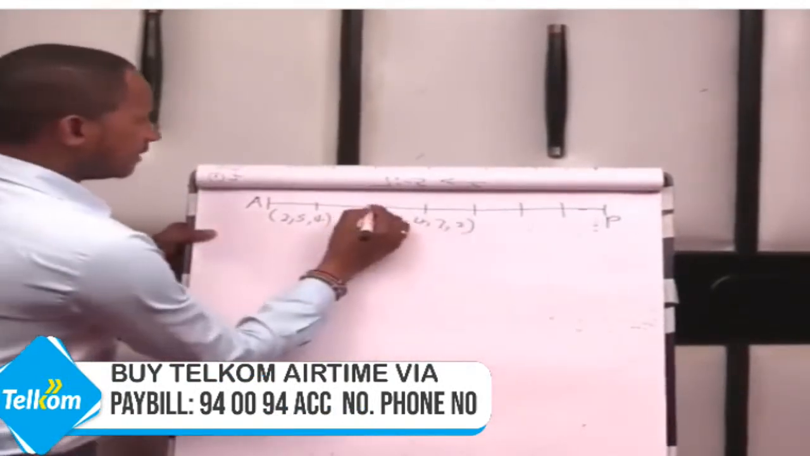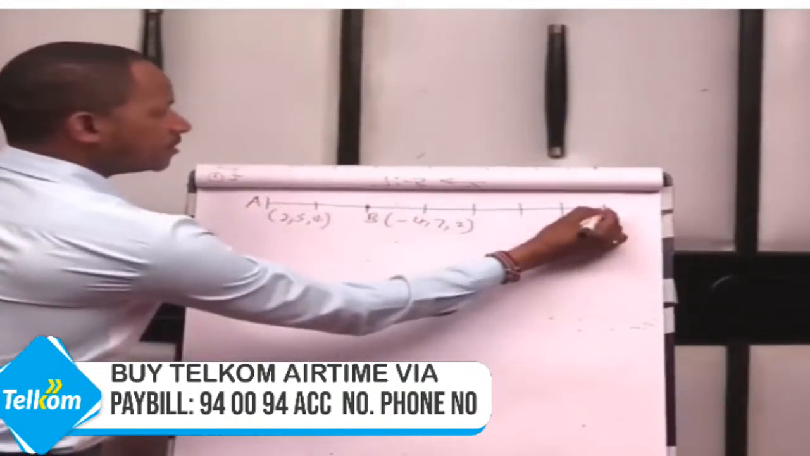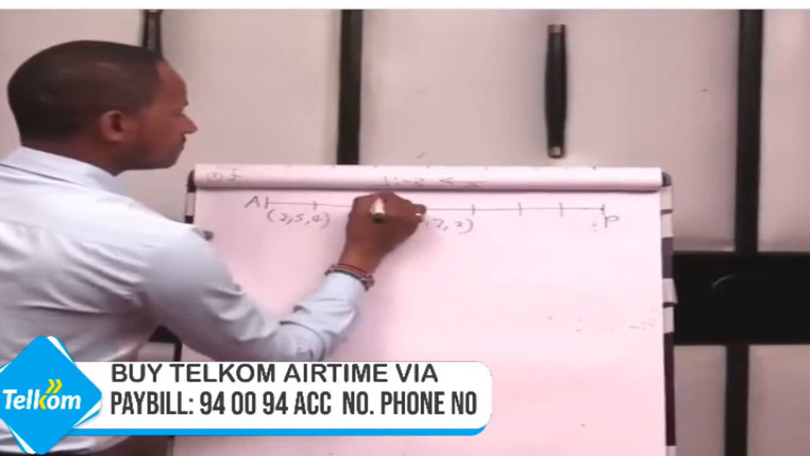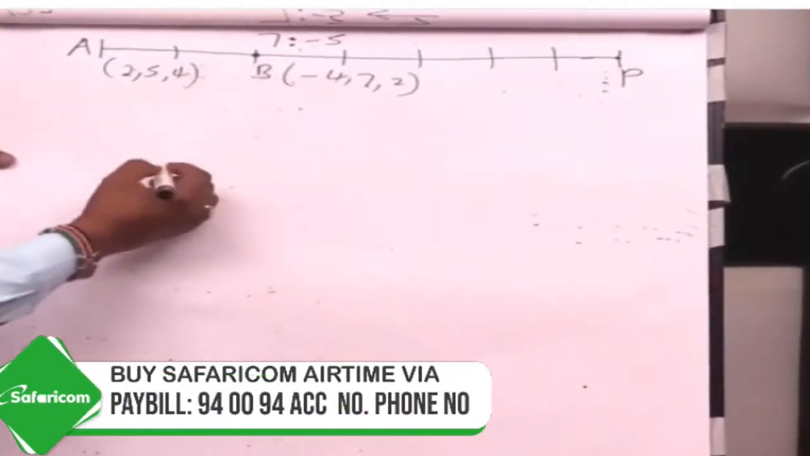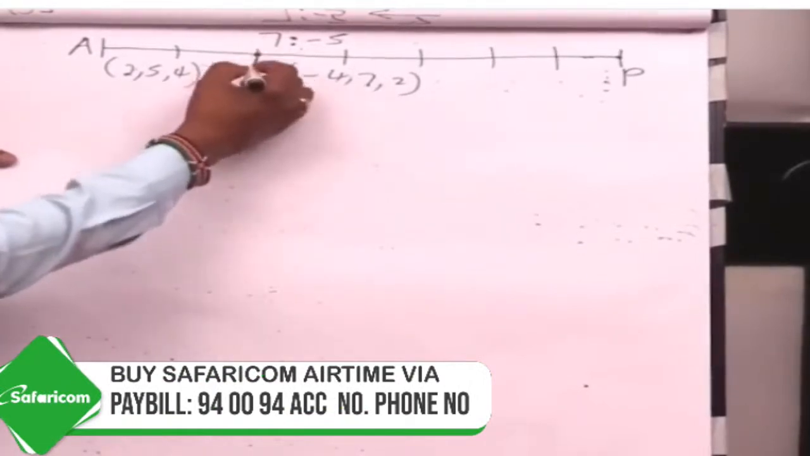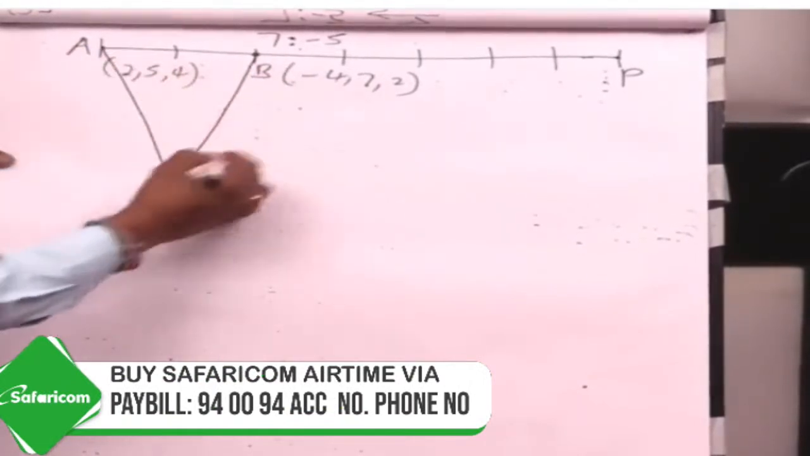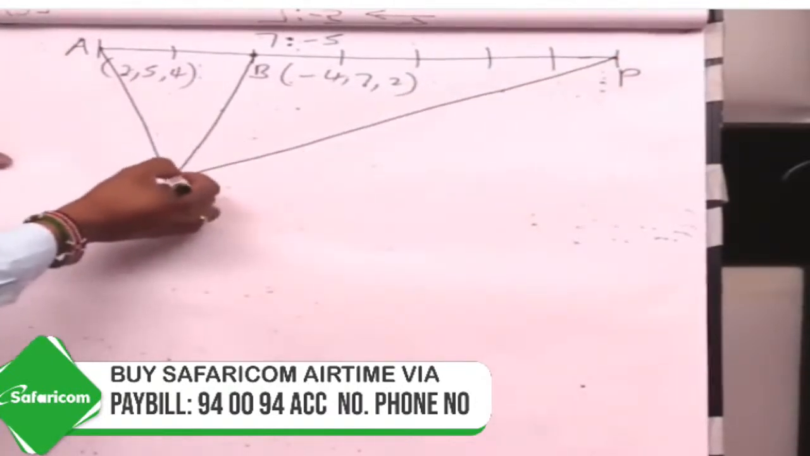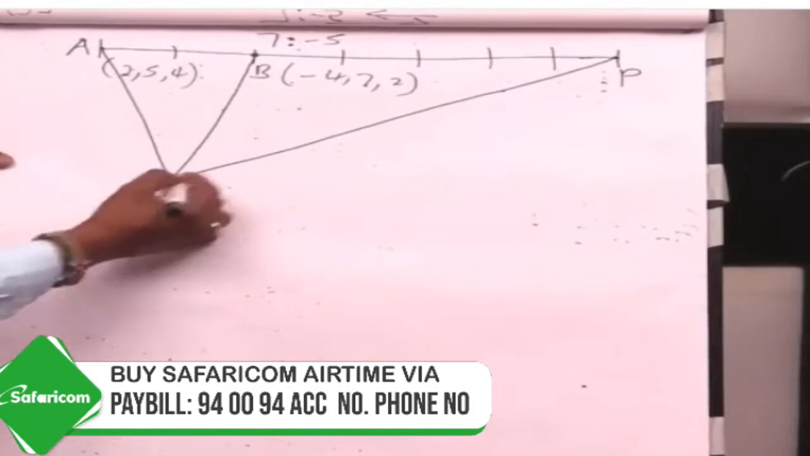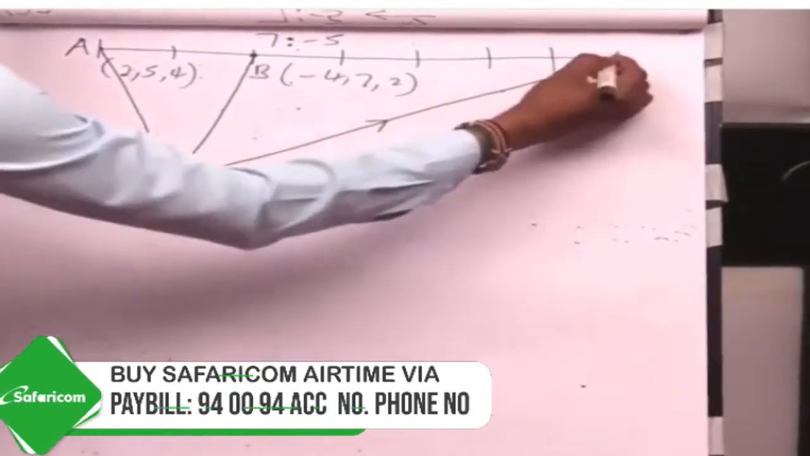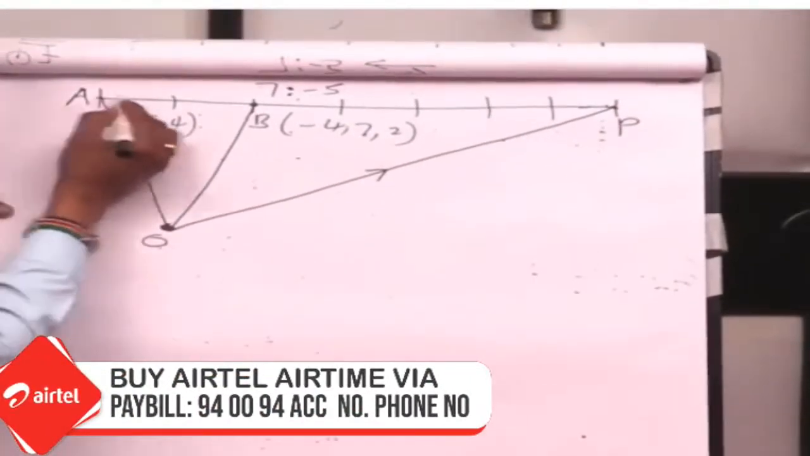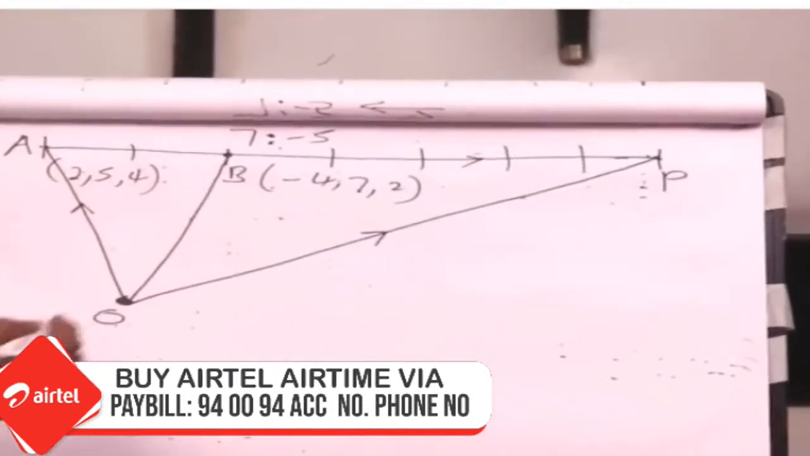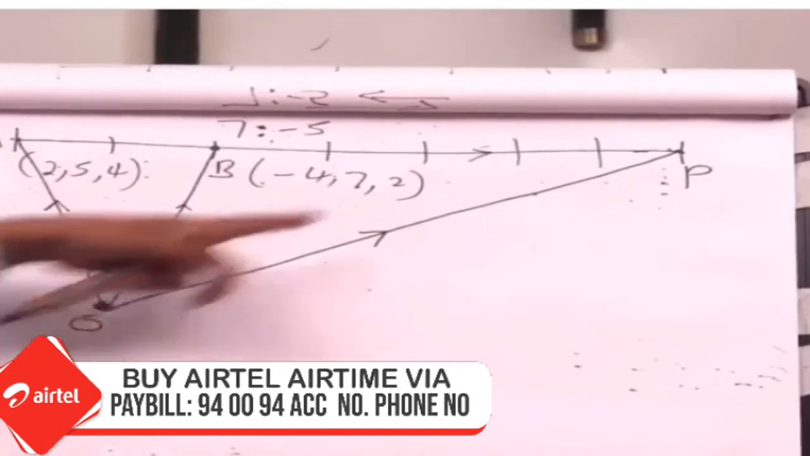The point P divides AB in the ratio of 7 to minus 5. So we want the coordinates of P. If you want the coordinates of P, let's drop it from the point O, the origin. Mark there point O. So how do we move from O to P? If you want to move from O to P, you can move from O to A, then A to P.